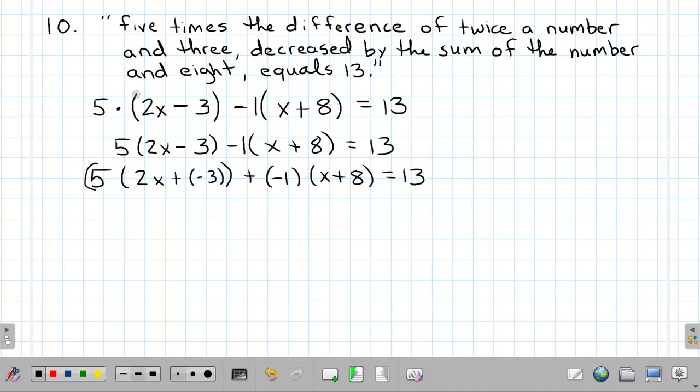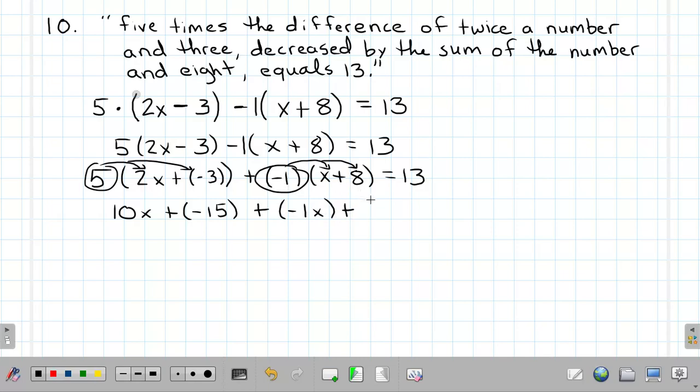So what are we distributing? Well, 5 to the 2x and to the negative 3, negative 1 to the x and to the 8. So 5 times 2x gives us 10x, plus 5 times negative 3 is negative 15, plus negative 1 times x is negative 1x, plus negative 1 times 8 is negative 8. So then once again, we did the distributing there, so we used the distributive property. Now we combine like terms. 10x plus negative 1x is 9x, plus negative 15 plus negative 8, it's going to be negative 23.